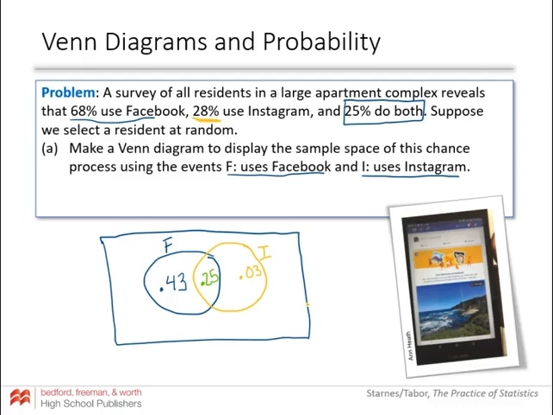Now if we add these numbers together, 0.43 plus 0.25 plus 0.03, they do not add up to 1, and everything in my sample space has to add up to 1. So the group that we're missing is the group that doesn't use any of these. They don't use Facebook, they don't use Instagram. So in this space out here, I need to do 1 minus 0.43 minus 0.25 minus 0.03 to know the leftover. And so 29% of people don't use either social media site. Remember, when you draw the rectangle, everything in the rectangle has to add up to 1.